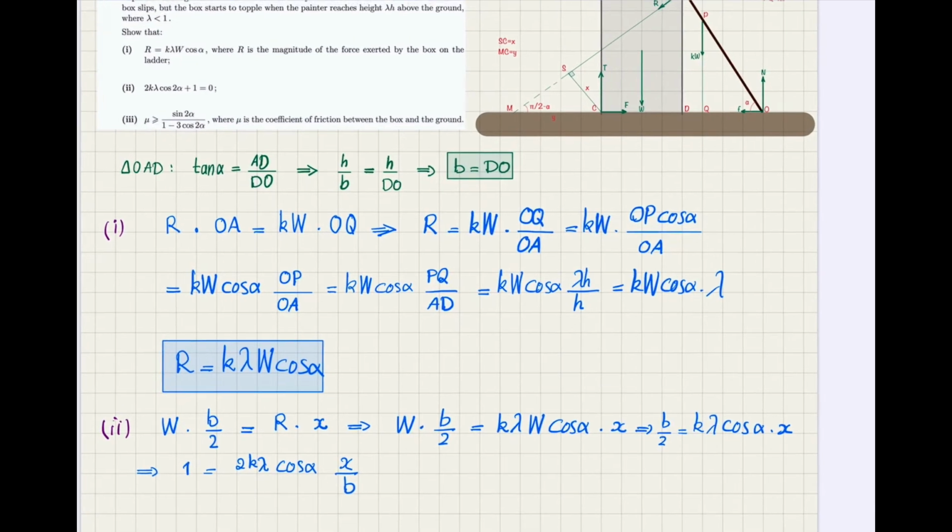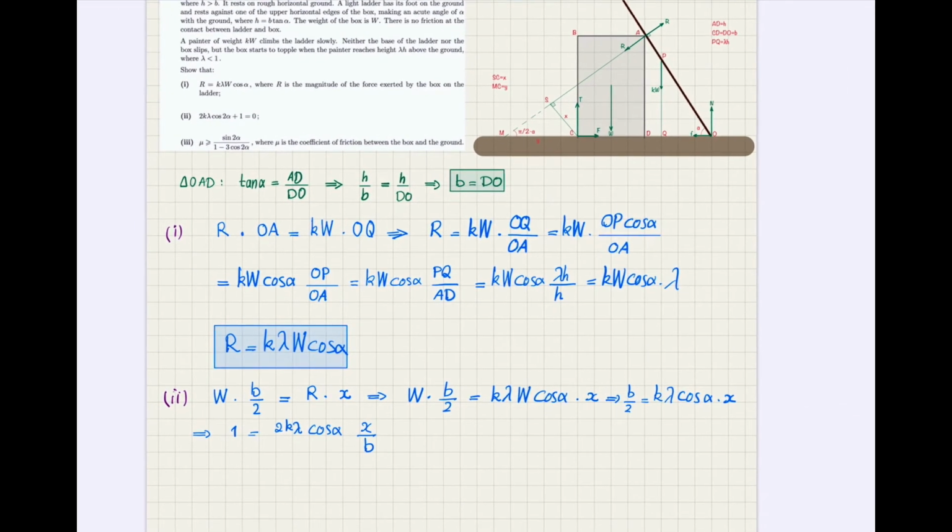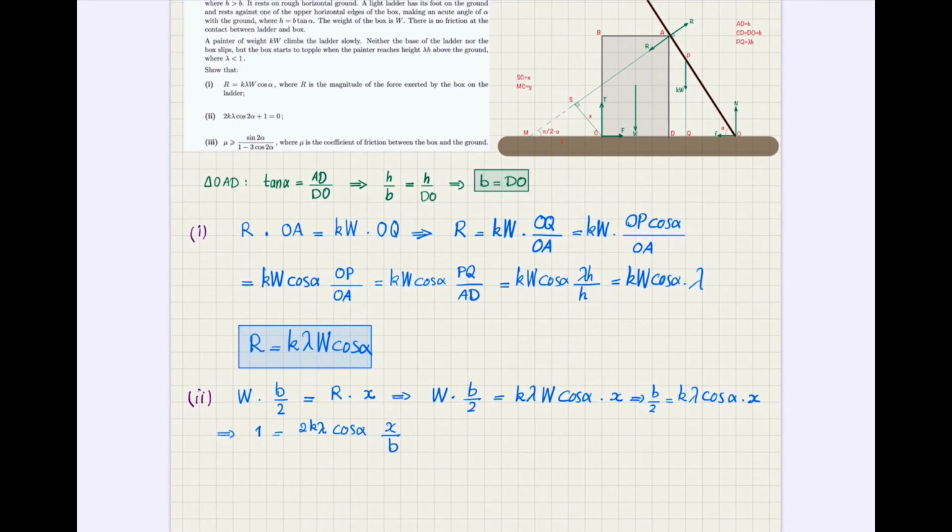Okay, so the geometry is a little bit more complicated here, so let me try to talk about the geometry here. So first of all, you see that this big triangle is a right angle triangle, yes? So if this angle is alpha, this angle would be pi over 2 minus alpha. So this is what you see here, pi over 2 minus alpha. Okay.